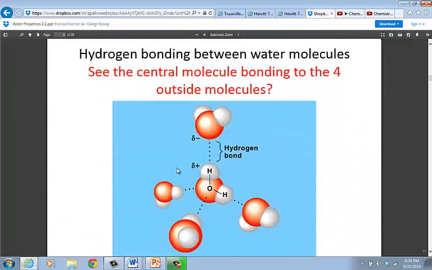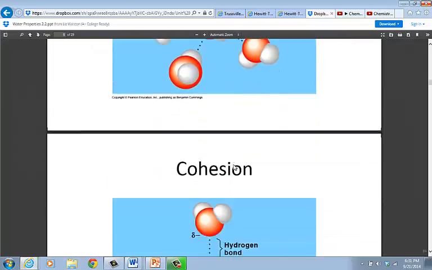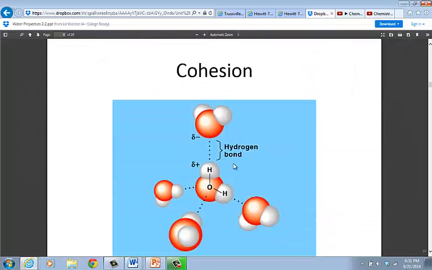All right, so here is this hydrogen bonding that occurs between molecules. So here's the central water molecule. This oxygen bonds to that hydrogen, and this hydrogen bonds to that oxygen. All right, so the 4 outside molecules bind to it. In the nucleus are the positively charged protons and the neutrally charged neutrons, and then the negatively charged electrons are out here in the cloud.